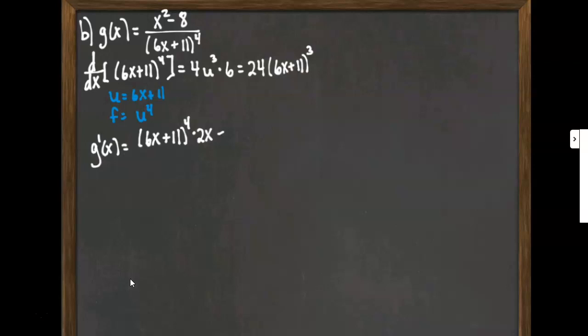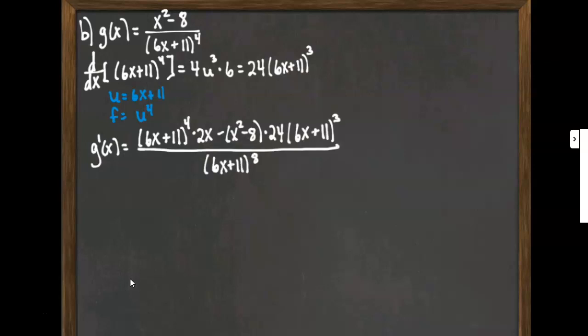And then that'll be minus the top function, x squared minus 8, times the derivative of the bottom, which is what we already found. That's 24 times 6x plus 11 to the third power. And that's all going to be over the bottom function raised to the second power. When you take something to the fourth power to the second power, you get that stuff to the eighth power.